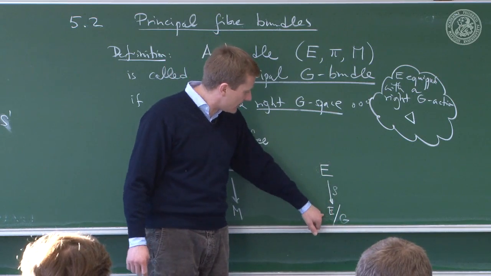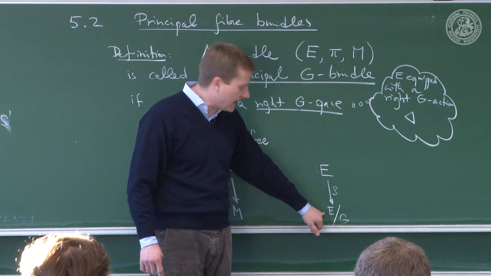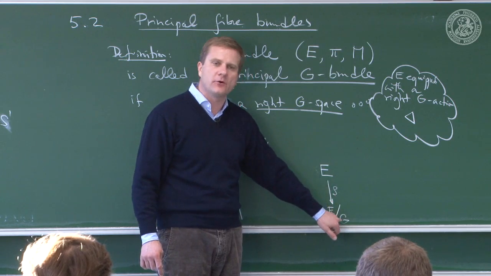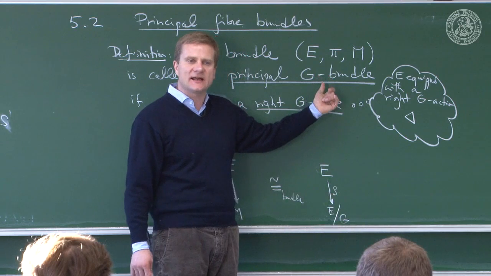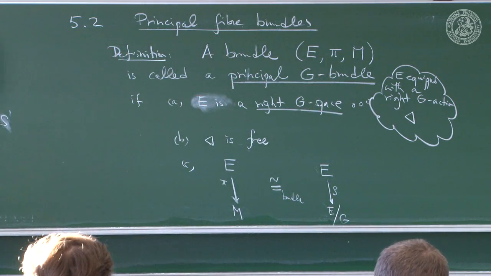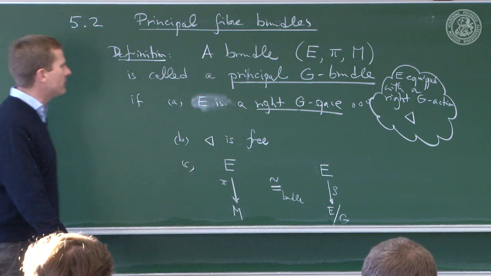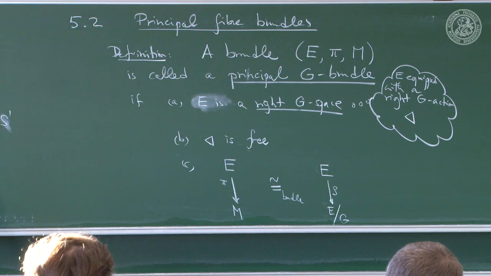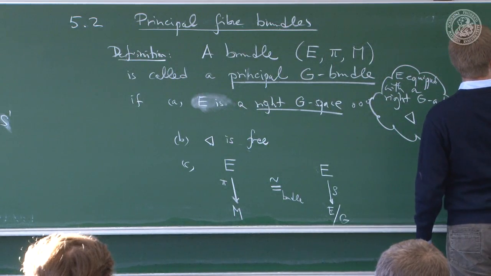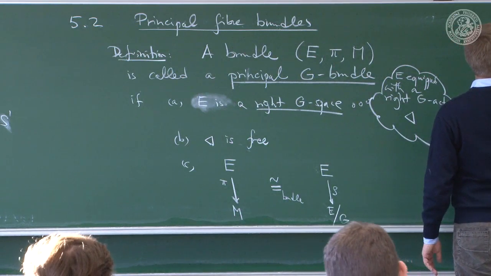So you take that guy, you go down here, and because the action is free, the rho inverse of a point down here is always the entire group. Okay? But we'll write this down in a second. But this is the definition of a principal fiber bundle. So let me write down the observations, but they're not part of the definition. Observation.